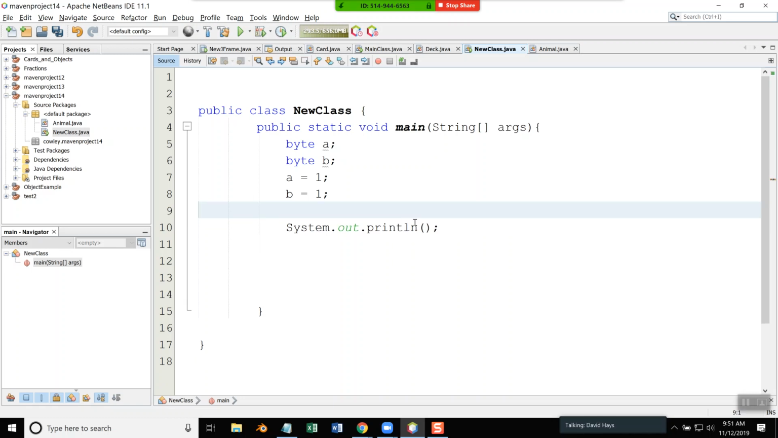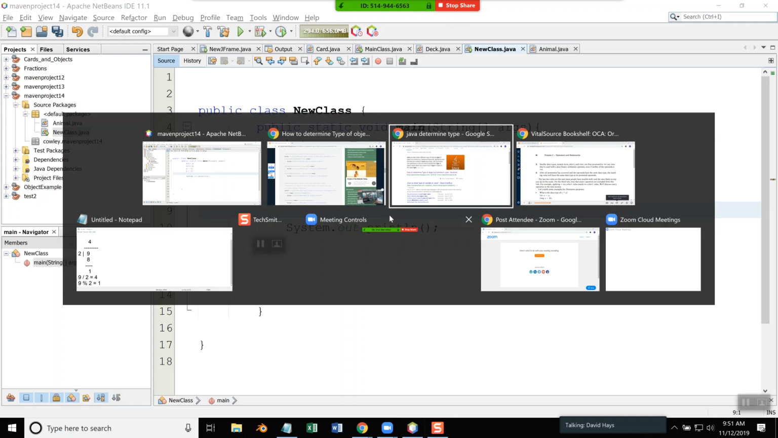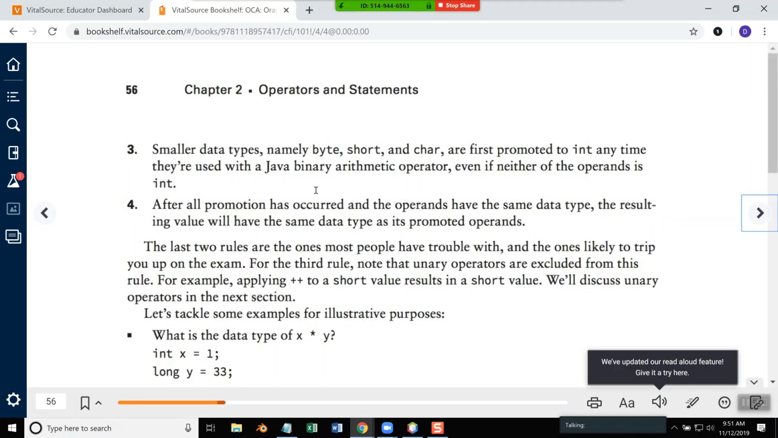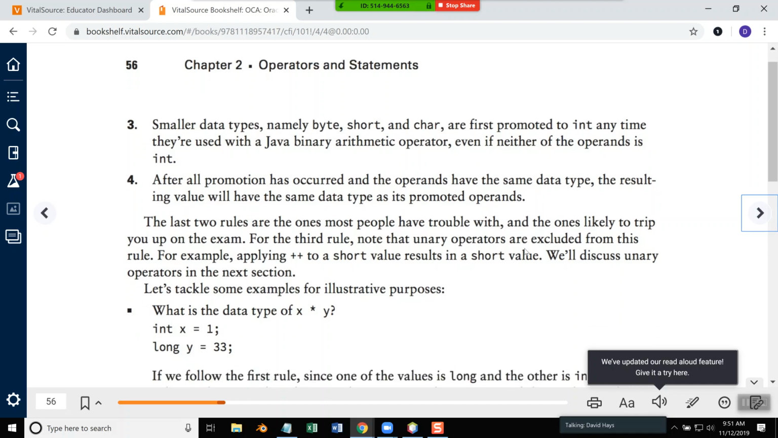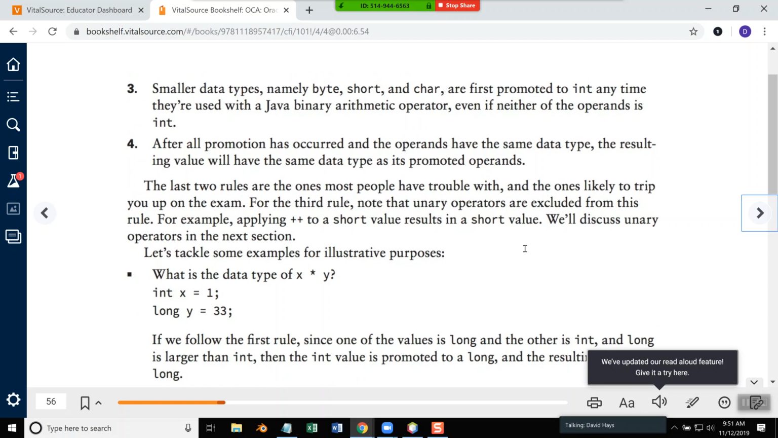What they're saying is if I put in the a plus b, that it's automatically going to be promoted to an integer. So it won't be a byte. After all promotions occurred and operands have the same data type, the resulting value will have the same data type as its promoted operands. The last three rules are the ones that most people have trouble with and ones likely to trip you up on an exam. For the third rule, note that unary operators are excluded from this rule. For example, applying plus plus to a short results in a short value.